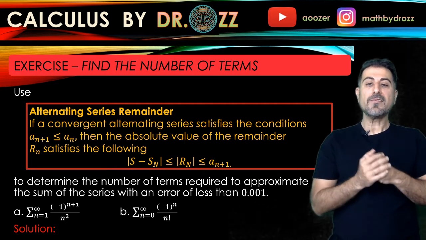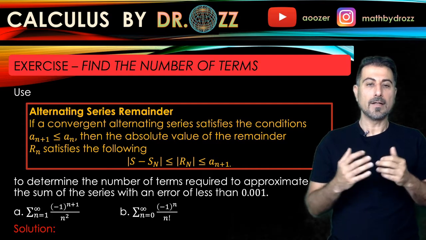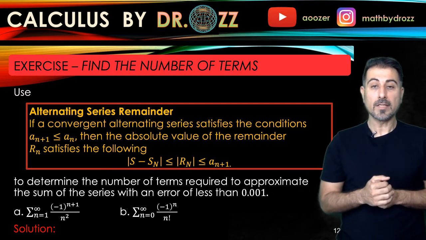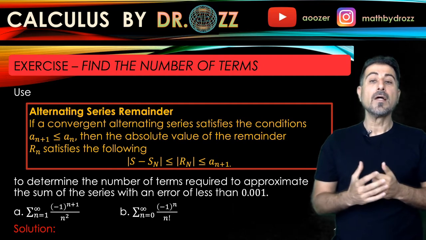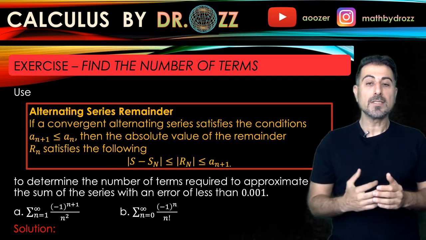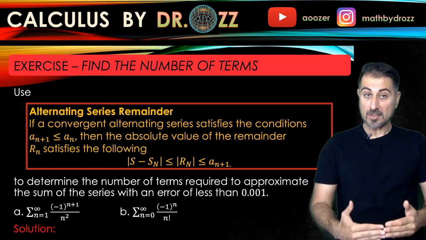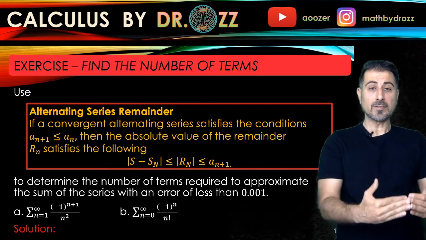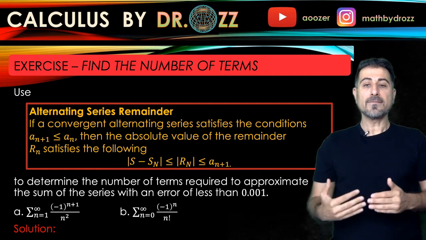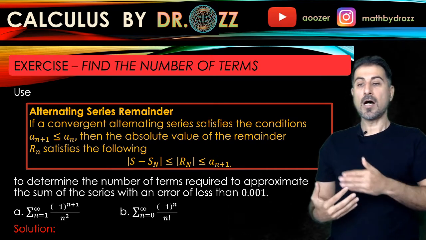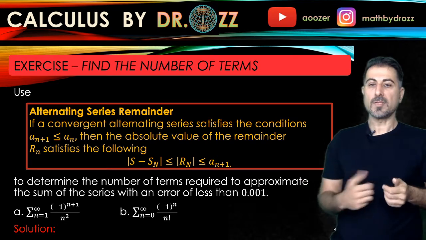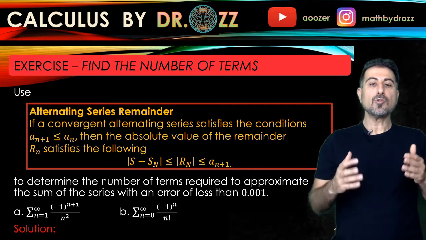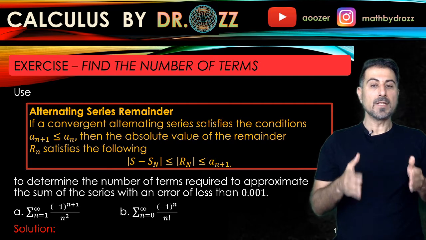Okay, and we have a special theorem to be used in this direction. It's called the alternating series remainder theorem. So if you have a convergent alternating series, so that means you apply the alternating series test and you know that the series is convergent, and if the a_n are non-increasing, which means a_{n+1} is less than or equal to a_n, then the absolute value of the remainder, what does that mean?